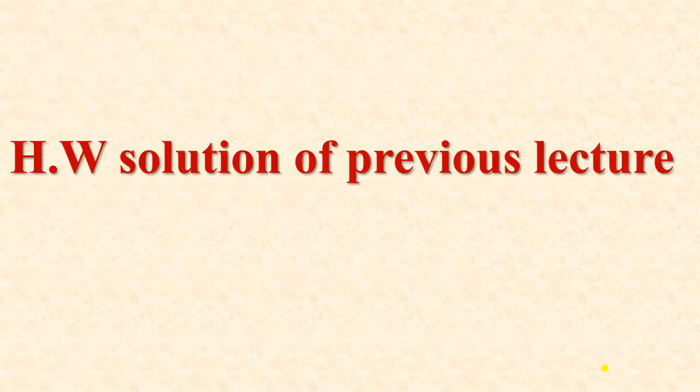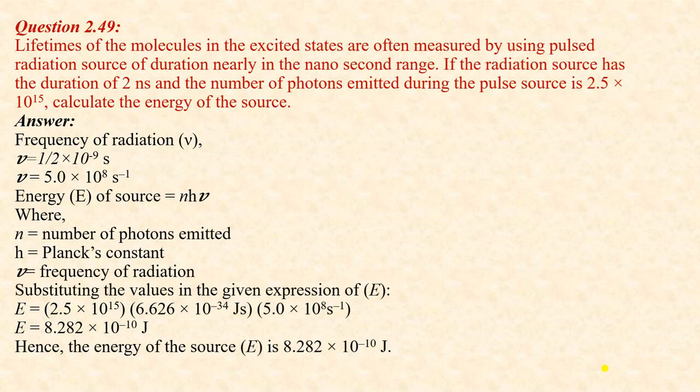Now we will do the homework solution of the previous lecture. So question number 49. Lifetimes of the molecules in the excited states are often measured by using a pulse radiation source of duration nearly in the nanosecond range. If the radiation source has a duration of 2 nanoseconds and the number of photons emitted during the pulse is 2.5 into 10 to the power 15, calculate the energy of the source.